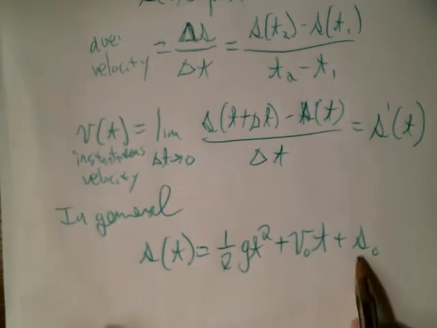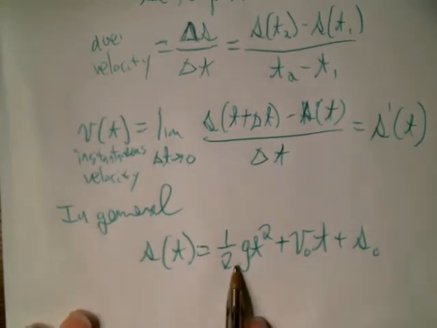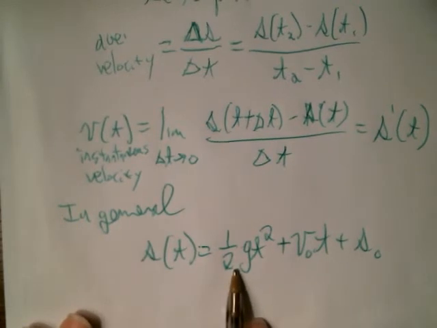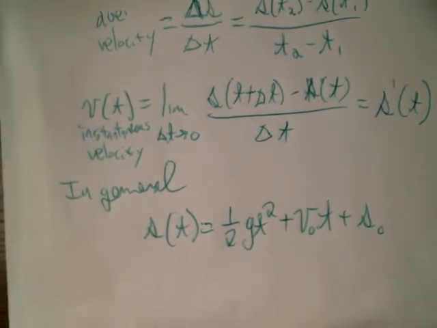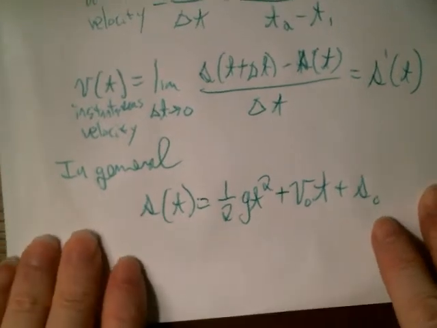Okay? So this is your initial position. This is an initial velocity. The g is acceleration due to gravity. Let's look at one. So we have number 99. Some individual is dropping a silver dollar off of a building. I would recommend not doing that. Okay.